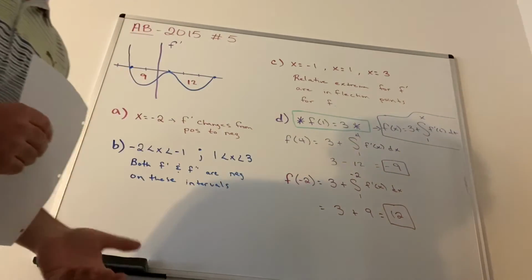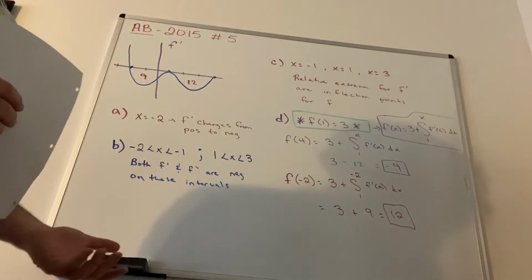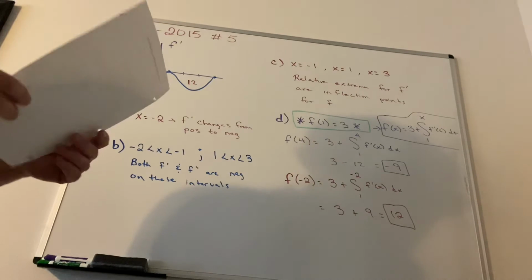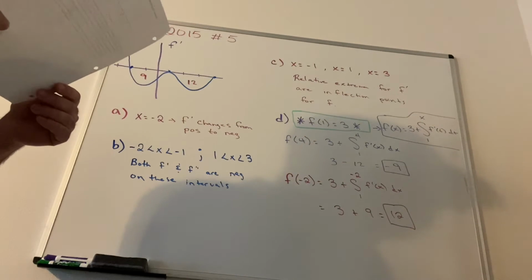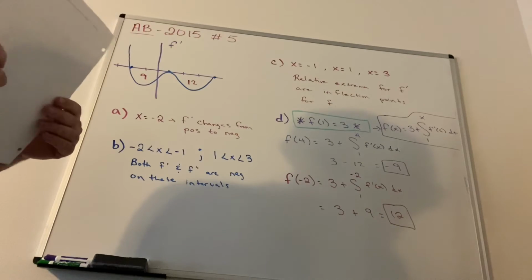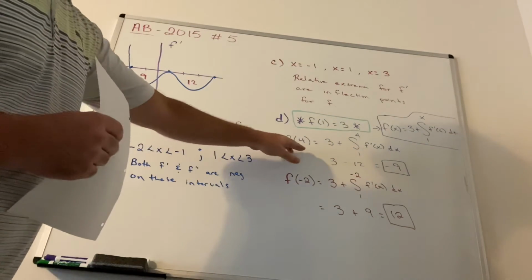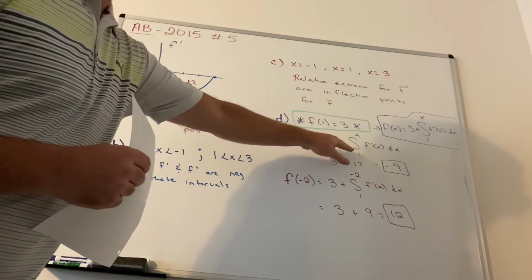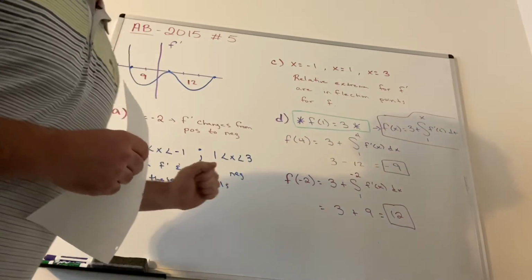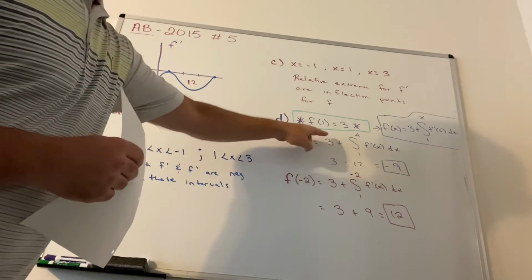And I just used t so that it was not an x. It can be any variable that you want. Okay, and then you're supposed to use it to find f of 4 and f of -2. So f of 4 is equal to 3 plus the integration from 1 to 4. All right, so my 3 is my 3 right there.